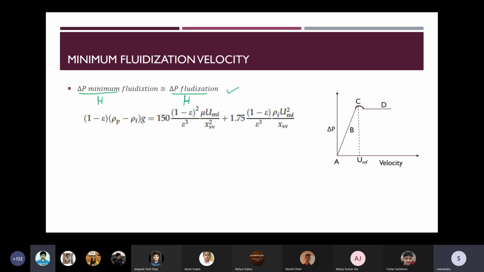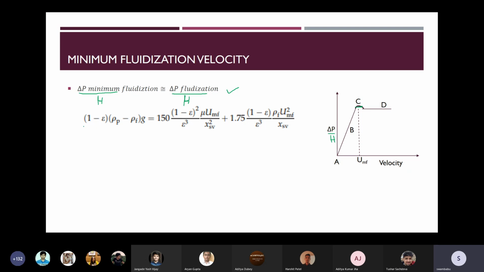So the pressure drop at minimum fluidization will be almost equivalent. There will be a slight increase, but almost equal. The error is only 1 to 2%. So that's why we can approximate delta P by H at minimum fluidization equal to delta P of the fluidized bed by H.